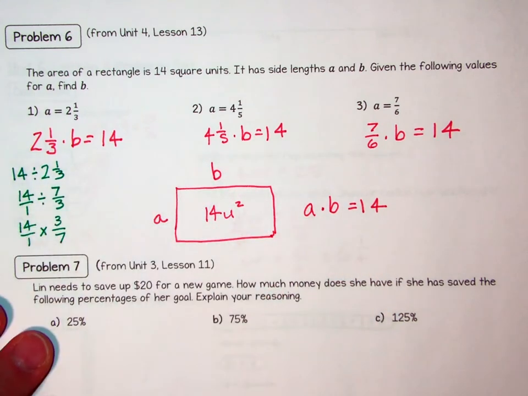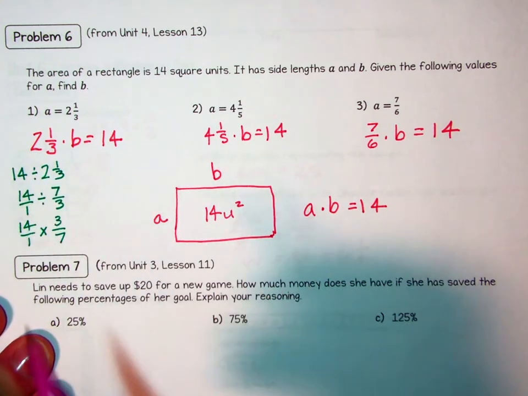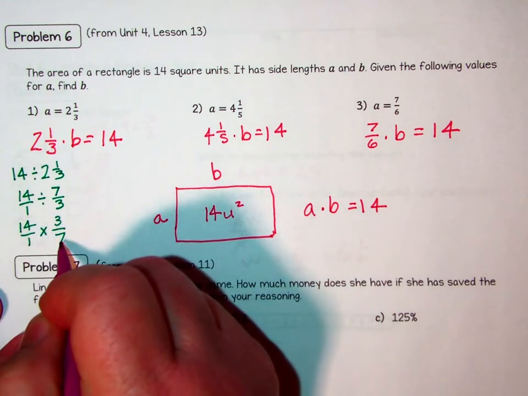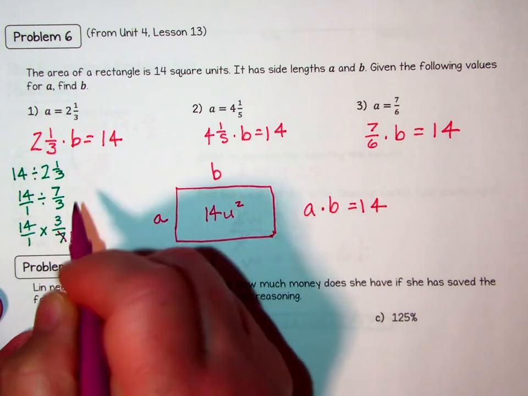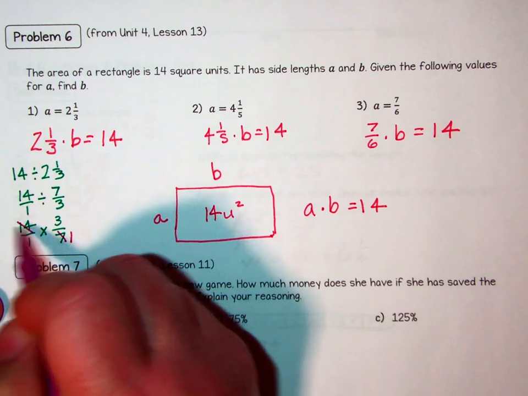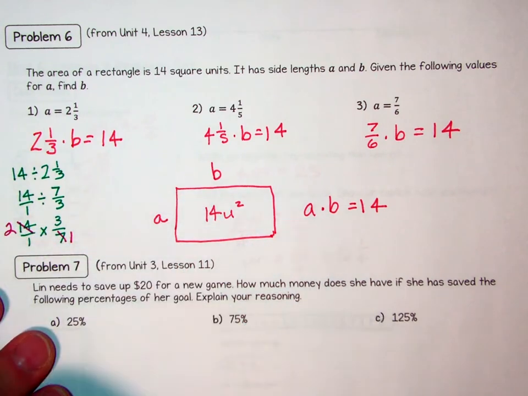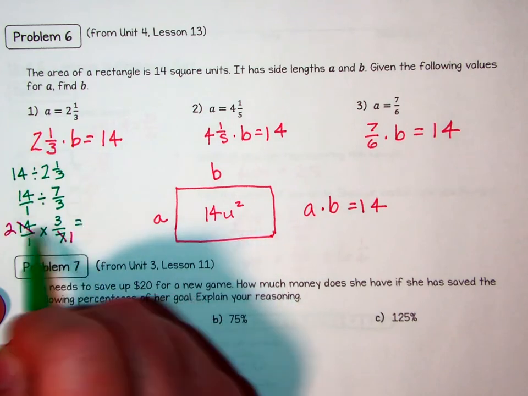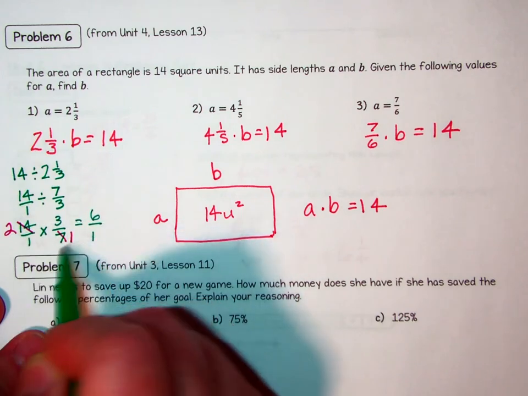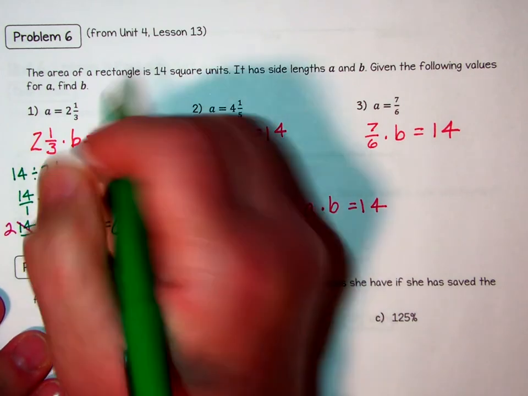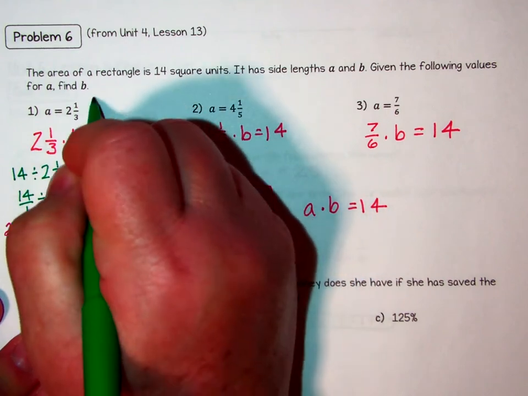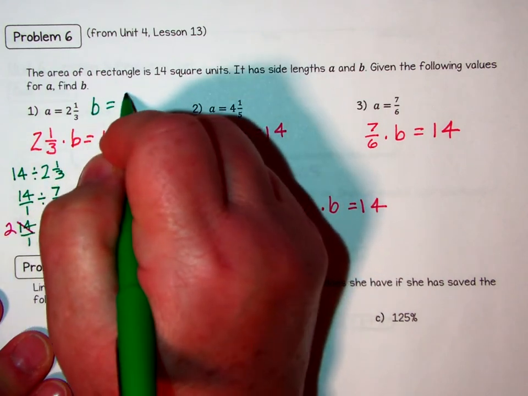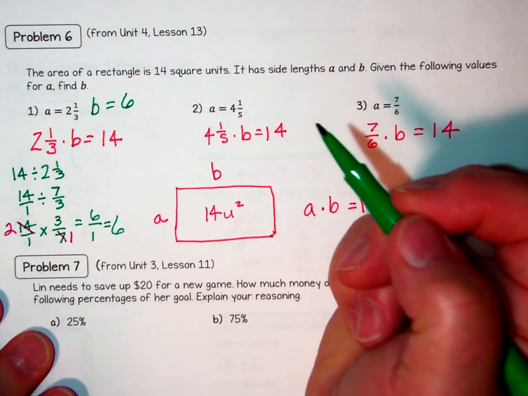And at this point, I always like to simplify before I multiply. 14 and 7 can both be divided by 7. So 7 divided by 7 is 1. 14 divided by 7 is 2. And now I can multiply straight across. 2 times 3 is 6, over 1 times 1 is 7. So for this one, B is equal to 6.